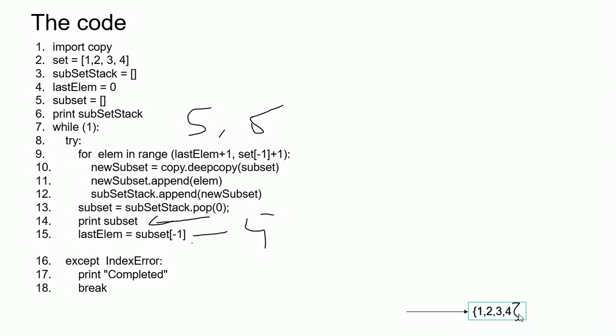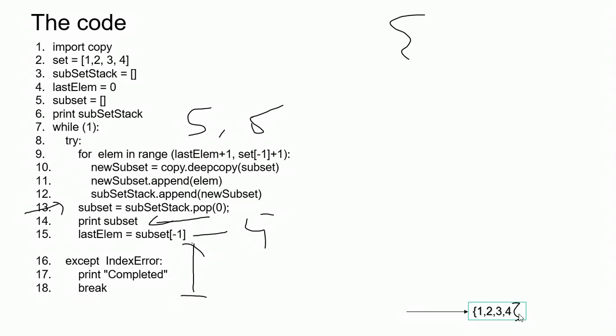So it comes out of it, and then it does subset.pop(0). There is nothing in the stack, so it throws an exception, and you come to this point because the stack is empty, and it says all subsets have been printed. Right? So this is the algorithm. This is the fundamental algorithm.